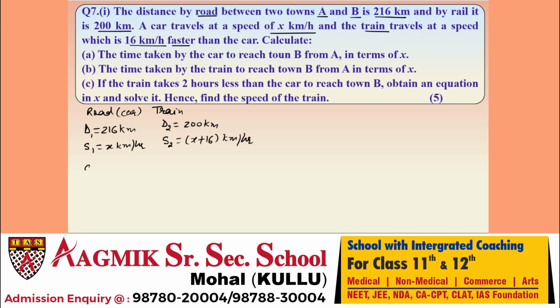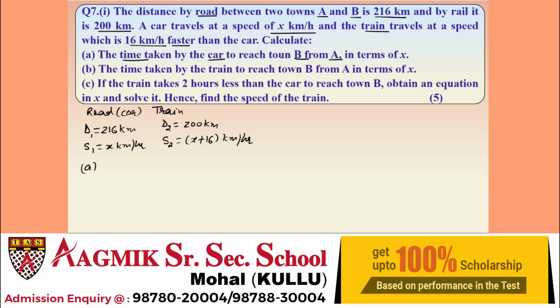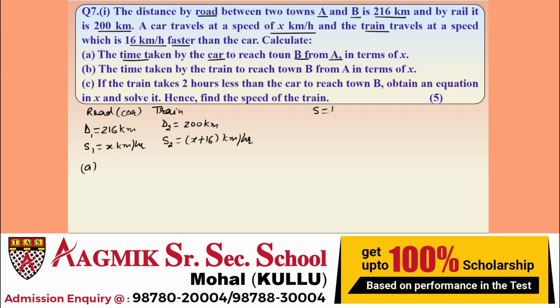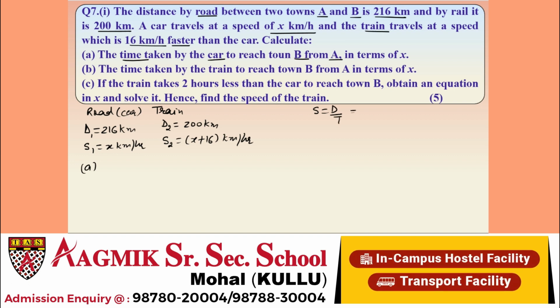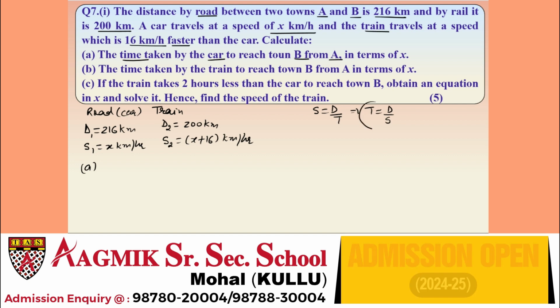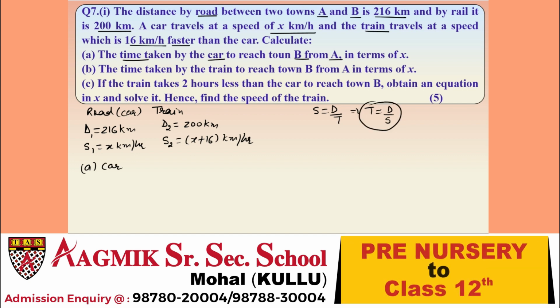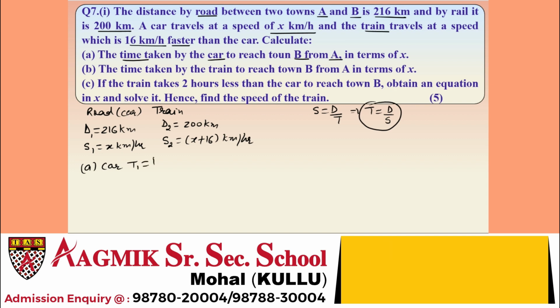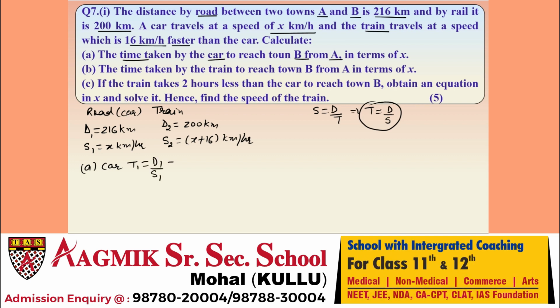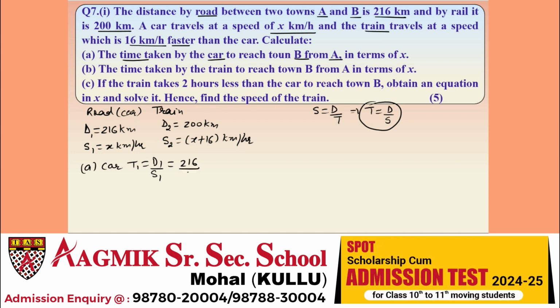Now let us look at the A part first of all. Calculate the time taken by car to reach town B from A. Now we know that speed is equal to distance over time. That means time will be equal to distance over speed. So let us apply this. For A we are talking about time taken by car. So T1 will be equal to D1 upon S1, which is equal to 216 divided by x, these many hours.